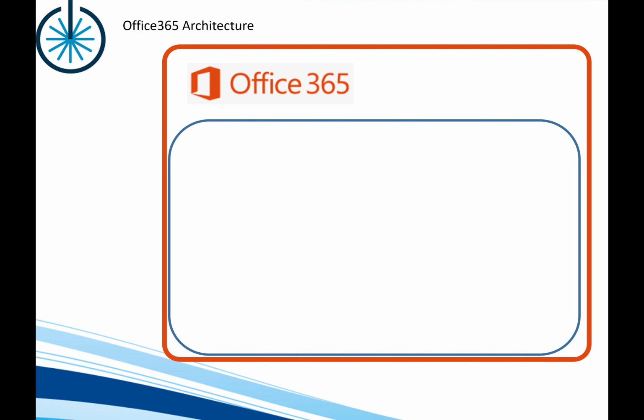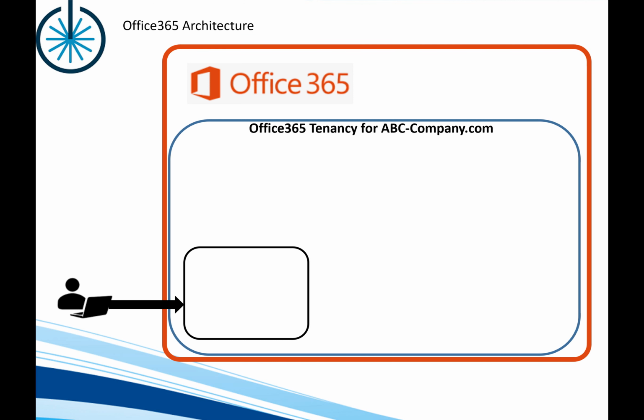Okay, so let's talk a little bit more about your tenancy now. So again, the tenancy for ABC Company, represented by this blue square within the global Office 365 system. Here's you as a user, and just like I did a few moments ago, I logged into Office 365. I logged into my little user area here, represented by this black square, within my company's tenancy, which is within the global Office 365 system. So in my little area, I could have gone into my email to see my email in the Outlook web app. I could have gone into OneDrive to see my files.